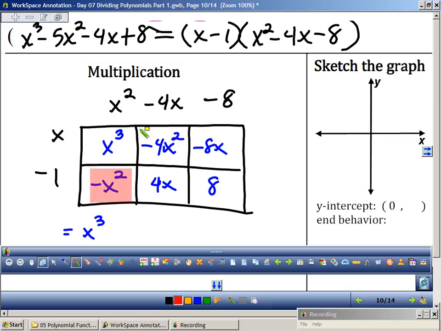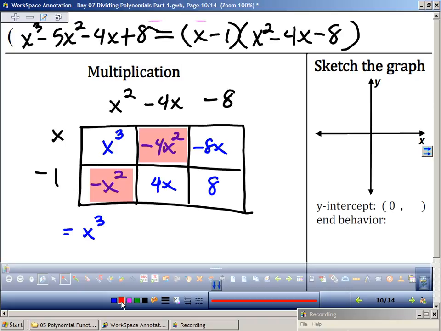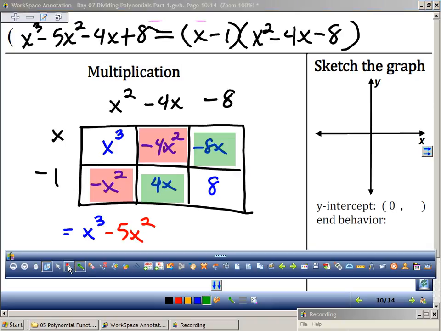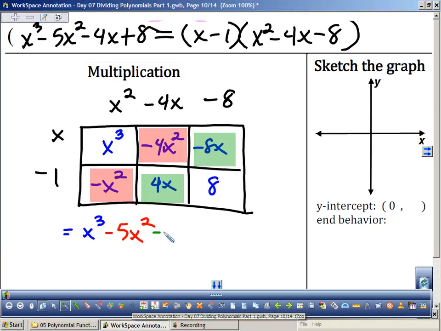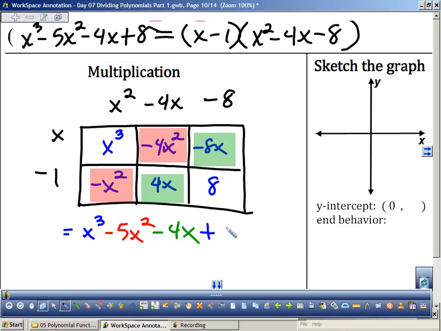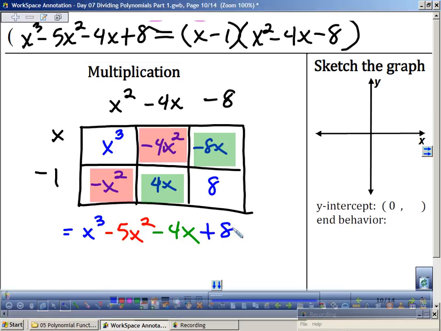I'm going to combine my x squared, which gives me negative x squared and negative 4x squared makes negative 5x squared. 4x and negative 8x make negative 4x. And lastly, positive 8. Does that match this? Yes, it does. Let's graph it.